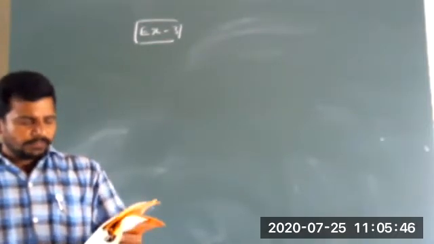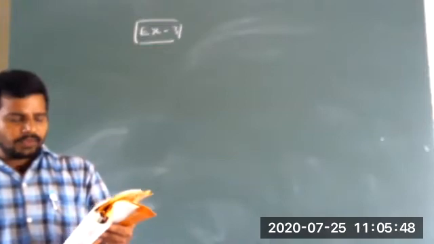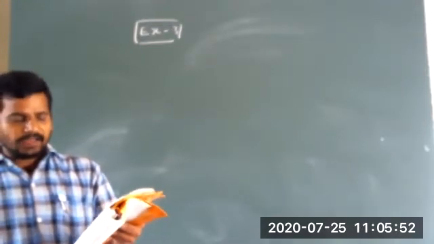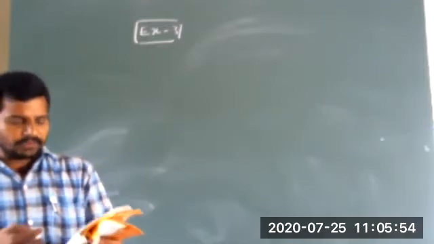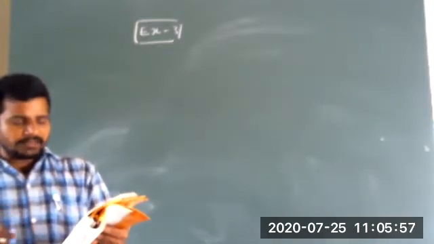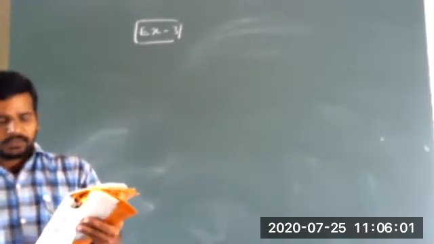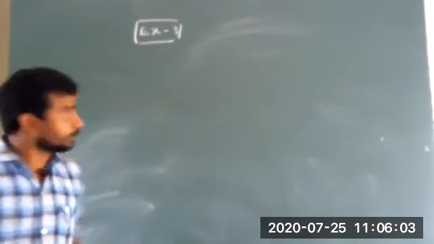The first one: if we add 7 to twice a number, we get 49. Find the number. Once again, children, what is the given question? If we add 7 to twice a number, we get 49. Find the number.